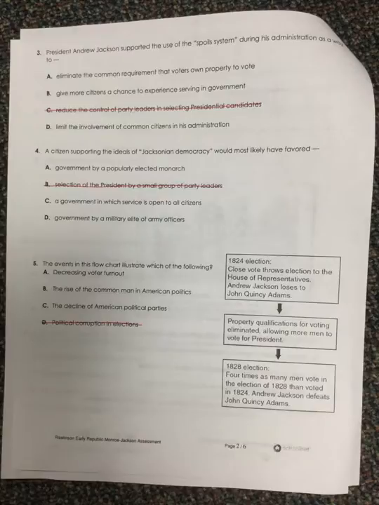Later on, when Andrew Jackson changed the way the voting happened and allowed more people to vote, it says property qualifications for voting eliminated, allowing more men to vote for president. So that means you don't have to own property anymore to be able to vote for the president. So then in 1828, when we had another presidential election, 4 times as many people got to vote in that election, and Andrew Jackson ends up winning. So what we're saying here is, what does this illustrate? So let's look at our answer choices.